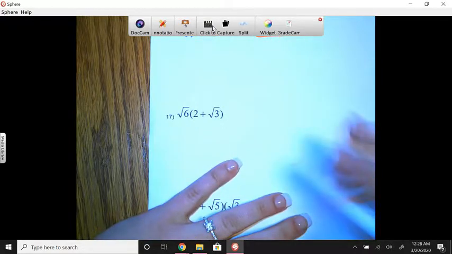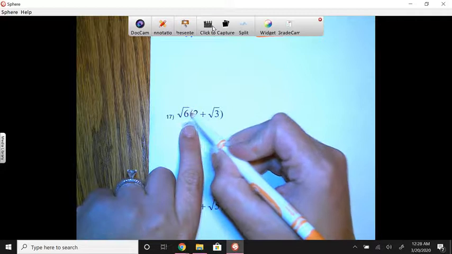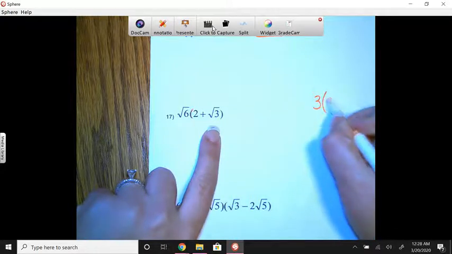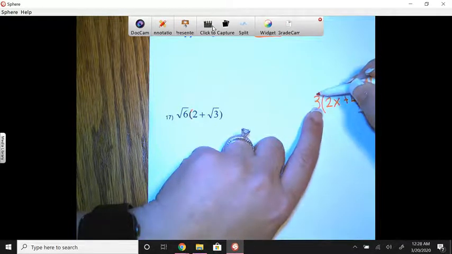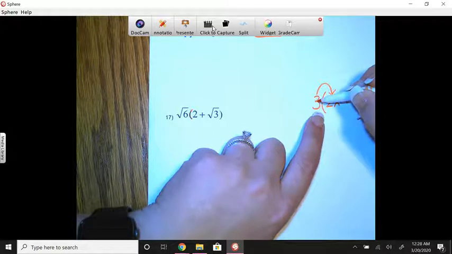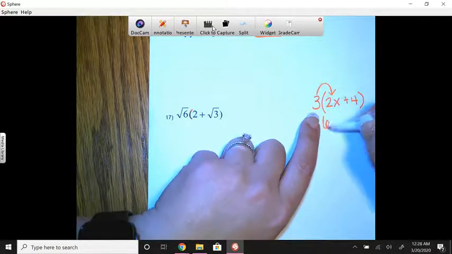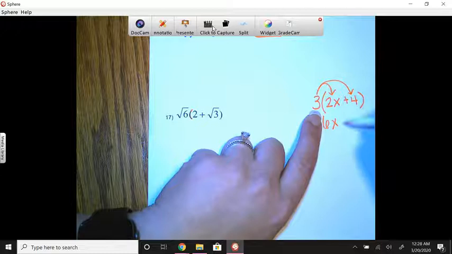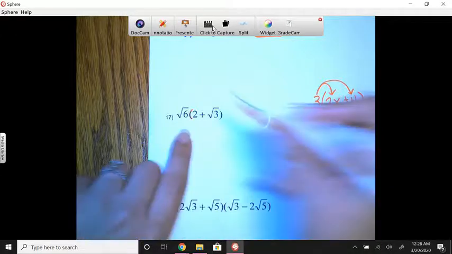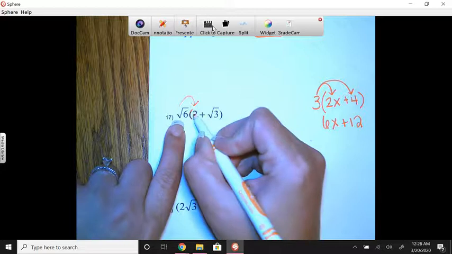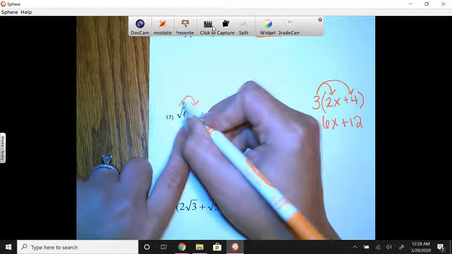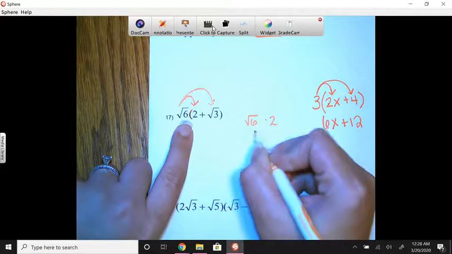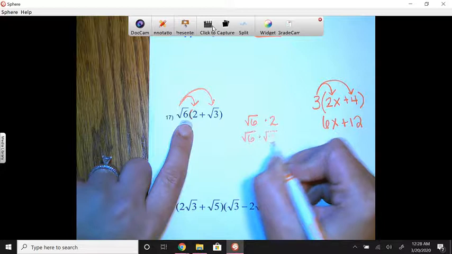Okay, let's take a look at the next one here. So when we have a number in front of a parenthesis, just like if we had this problem here that we are familiar with, we take whatever's in front of the parenthesis and we multiply. So we're doing 3 times 2x here, and then 3 times 4. So that's exactly what we're going to do here. We're going to do square root of 6 times 2. So if it helps you, write it out. Square root of 6 times 2. And then we have the square root of 6 times the square root of 3.